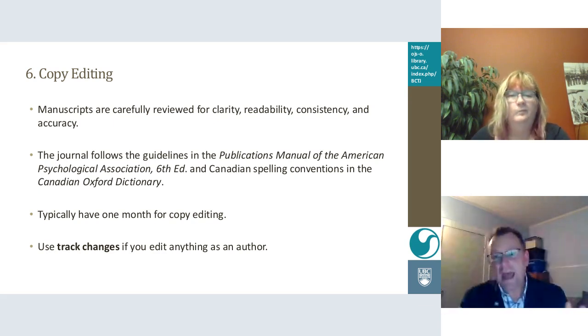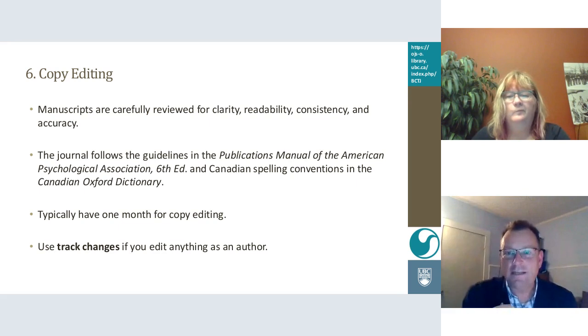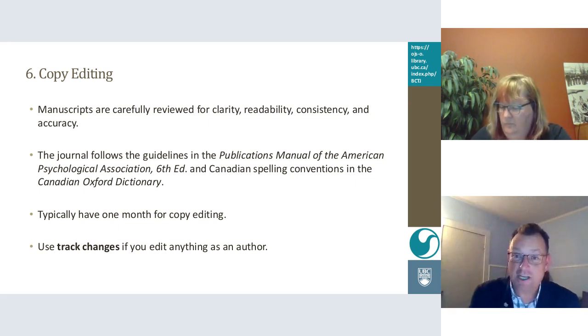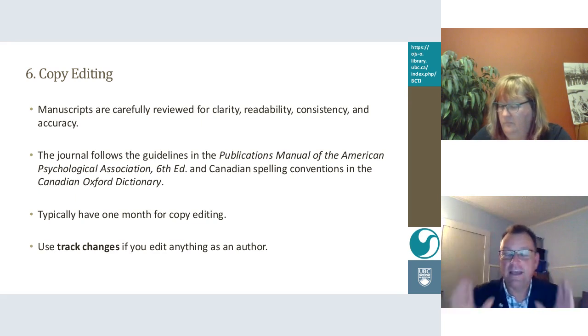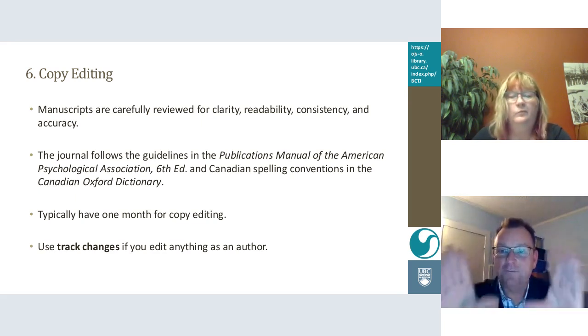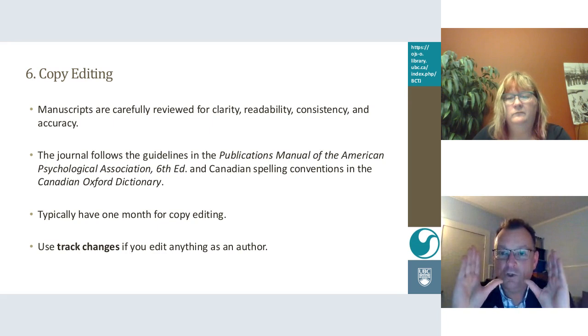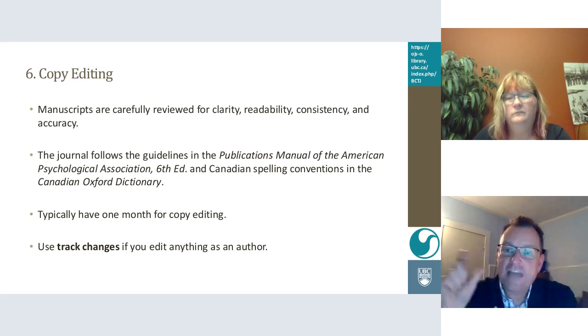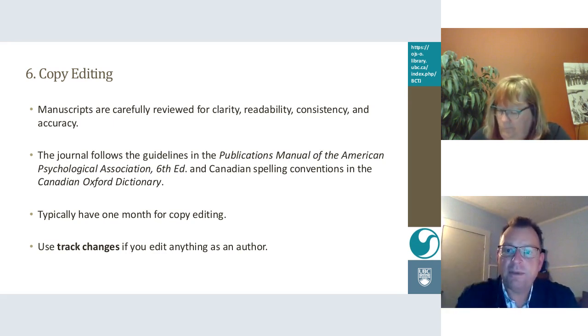But anyway, once we're happy, I'm going to go through and I will, not you, I will clear off all the track changes and delete all the comments. And now we have a beautiful, clean draft. That draft will now go to the copy editing stage. Sometimes I do the copy editing, but we also have volunteers that help out with copy editing. But now this is where we start to read for clarity, readability, consistency, and accuracy.